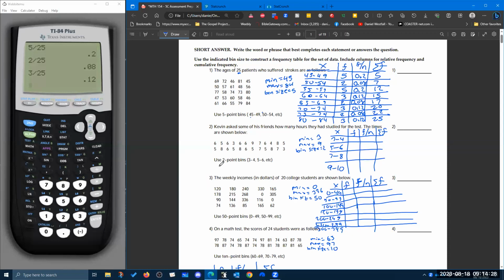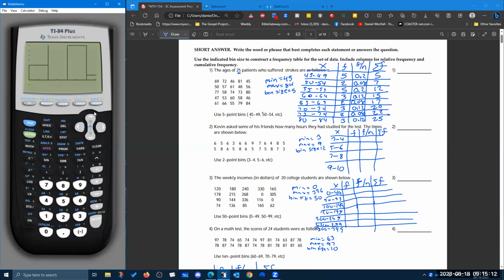Now let's move on to the second one here. I really don't need to sort the list. What I do need to do though is go into here and change from L1 to L2 for my data set. And I need to change my window so that the lower bound now is 3, the upper bound now is, I'll say, 10, and my bins are a size of 2.